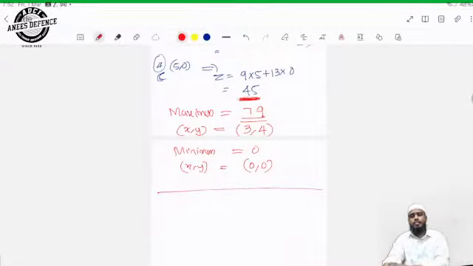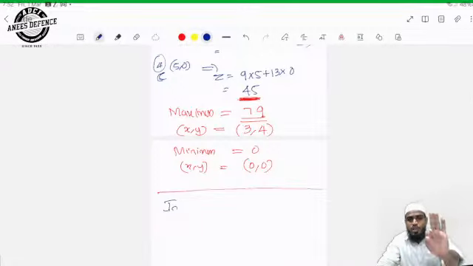Sometimes you may get infinite number of solutions. Here we are getting only a unique solution. When we are asked to maximize the objective function, we are getting x comma y as 3, 4, correct. Only one unique point you are getting. But sometimes you will get infinite number of solutions.